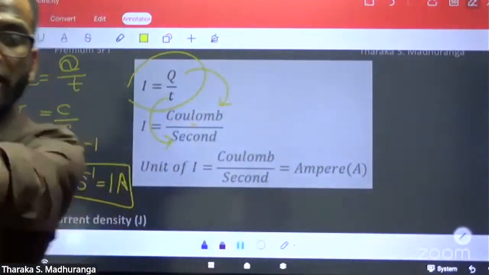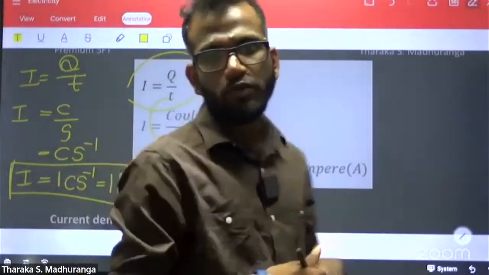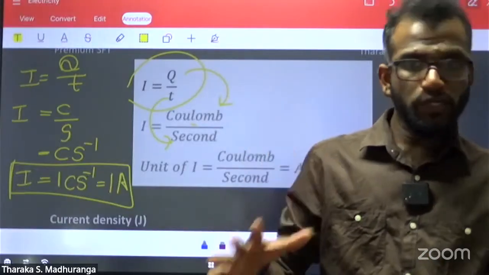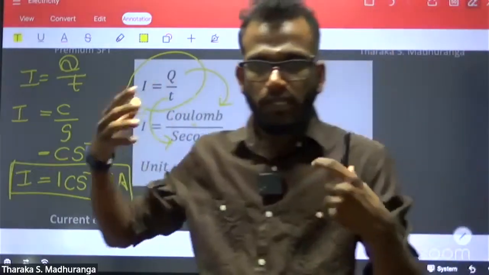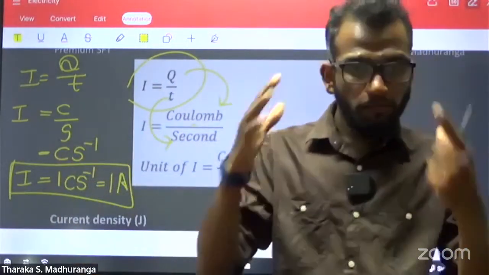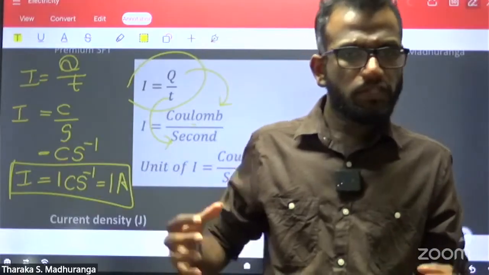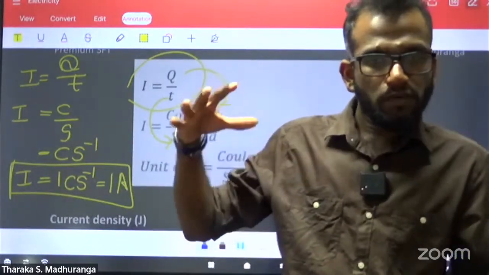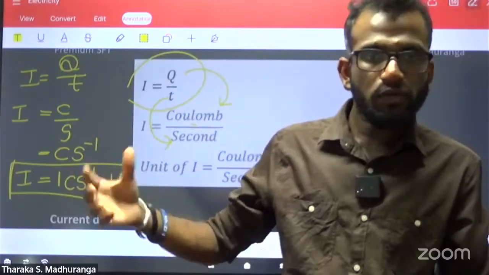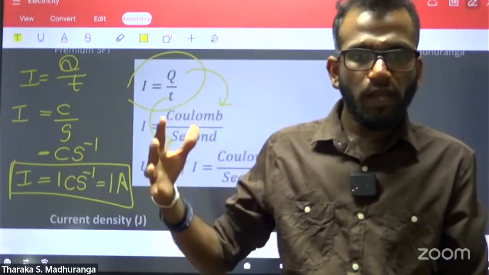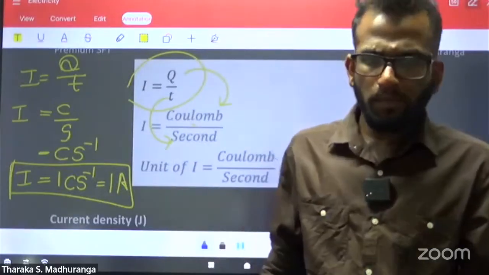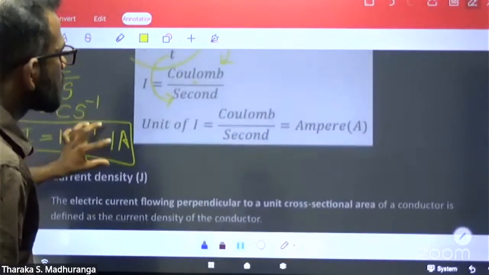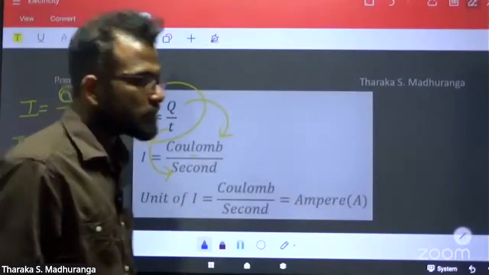Then how do we define the current? The rate of charge flow through a conducting rod, or the amount of charge flowing through a conducting rod within unit time. Whatever method, you have to remember the definition and the equation both. What is the equation? The amount of charge divided by the time. The definition is the rate of charge flow through a conducting rod, or the amount of charge flowing through a conducting rod within unit time. Remember both, both explain the same thing. That's the current.